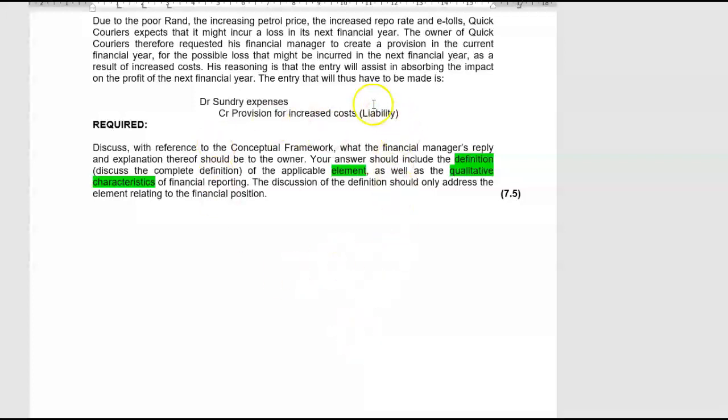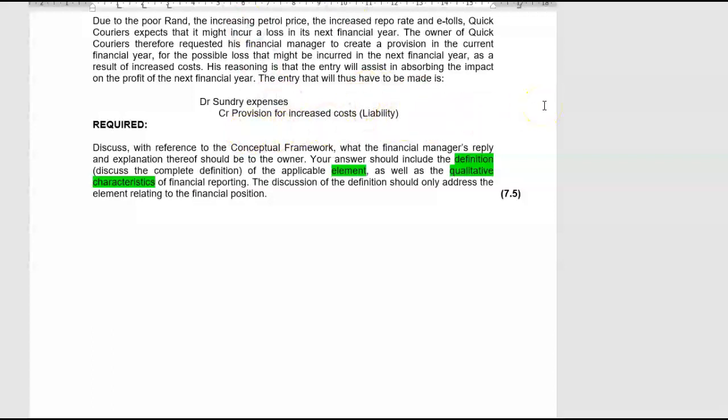Now, the first thing is that we have to discuss what has happened now. If you make a profit, where does the profit lie? In the income statement. And the income or revenue has a credit balance. So if you want to take the profit out of the income statement, you have to debit the income. Therefore, I have to credit something. Now, I cannot credit another income statement account because then I haven't achieved anything. So I'm going to credit a statement of financial position account, which in this case is my provision for increased cost, which is a liability.